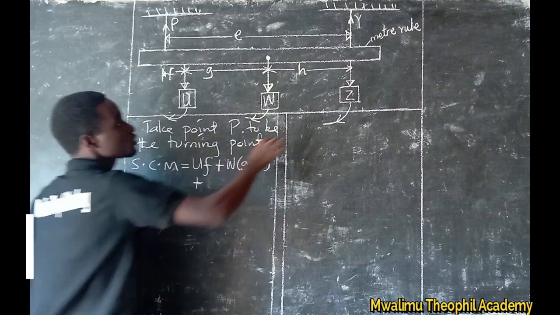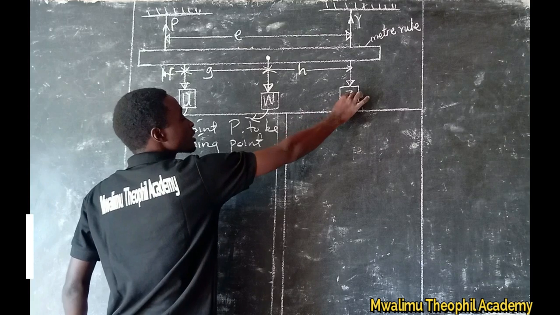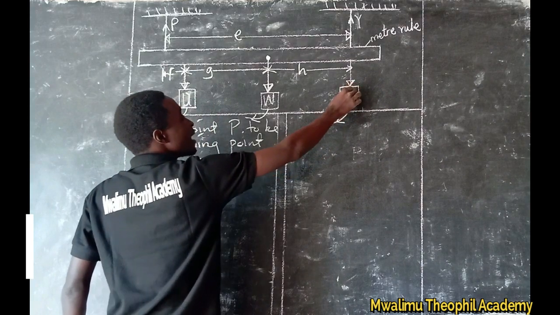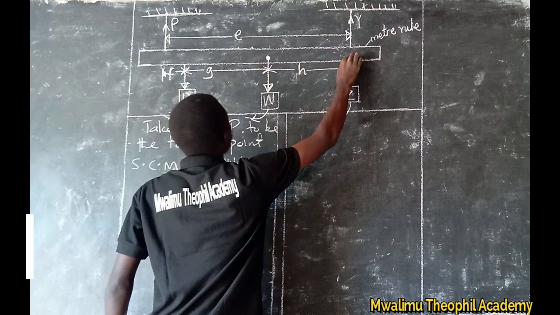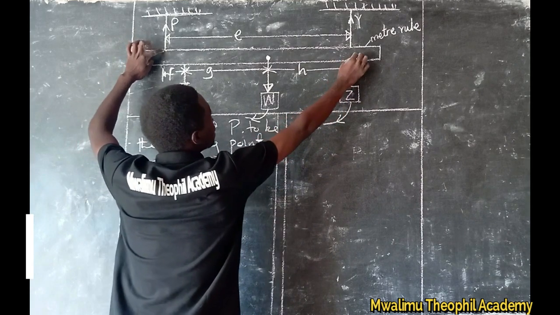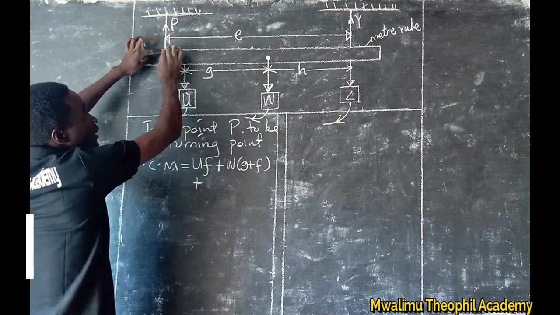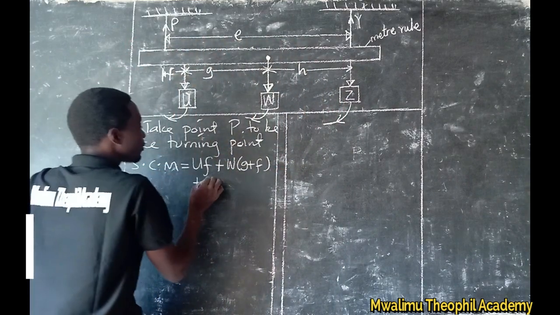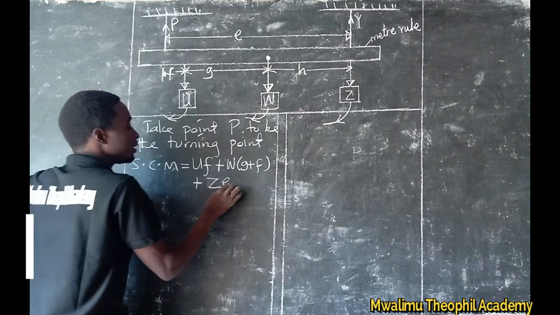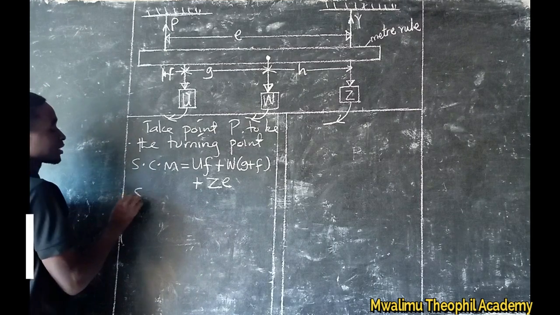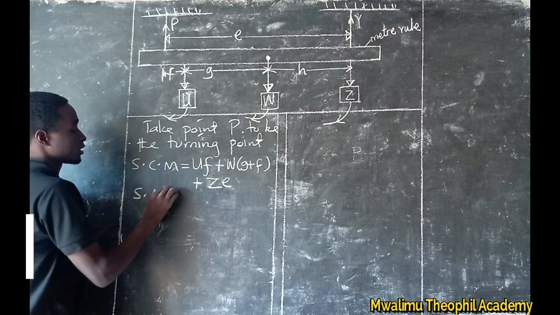A third clockwise moment is due to force Z. The perpendicular distance of force Z means the distance from where Z acts to the turning point. So it is distance E, as you see, from here up to where P is. Now it will be Z times E. Now we are through with the sum of clockwise moments. Let us see the sum of anticlockwise moments.